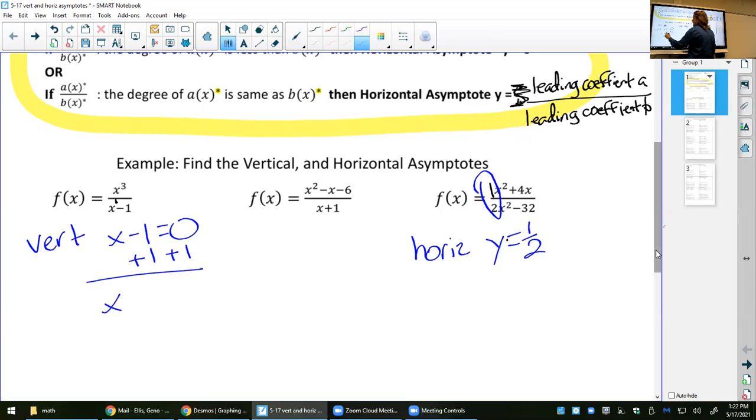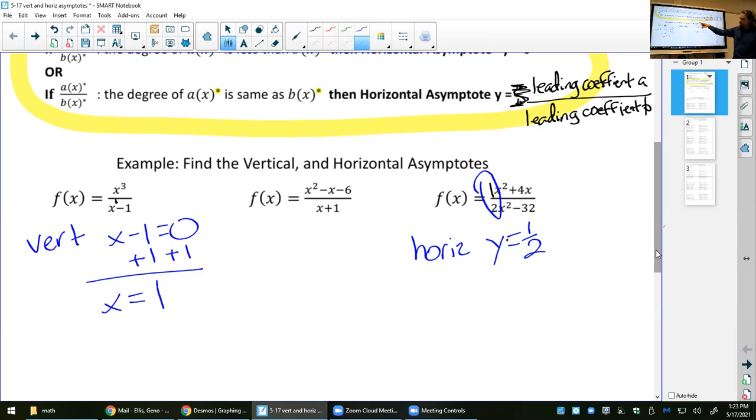Let's see, that gives us x equals 1. So our vertical asymptote is x equals 1. That's it. That's all there is to it. Take whatever's on the bottom, set it equal to 0, solve for x. If it's a quadratic, and we'll do an example of a quadratic, we'll come back. Okay. How about our horizontal?